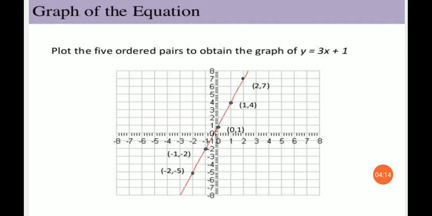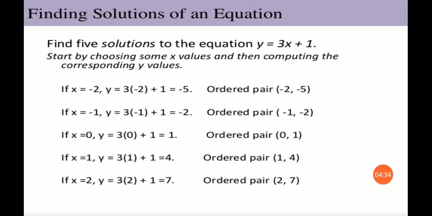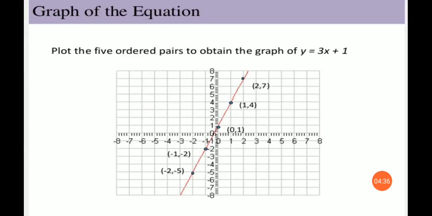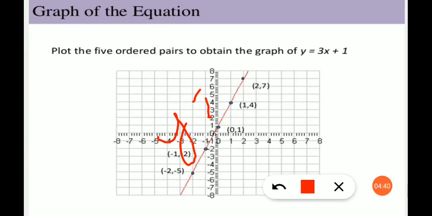And when we plot all these ordered pairs on a graph, we will get a straight line. Like here, we are getting a straight line which is passing through all these 5 points, and this straight line, which is red in color, represents the equation y is equal to 3x plus 1.